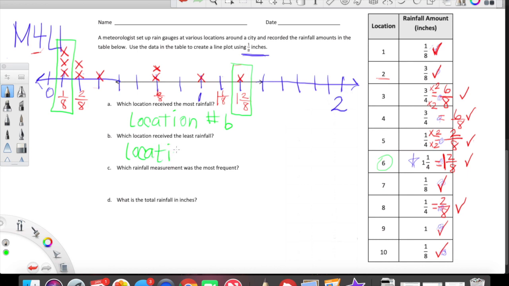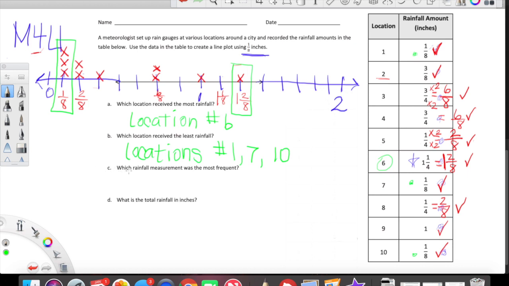So, which locations received the least rainfall? That would be location number 1 had 1/8. That would be location number 7 also had 1/8. And also location number 10 had 1/8. It's a triple tie for the least rainfall collected or measured.